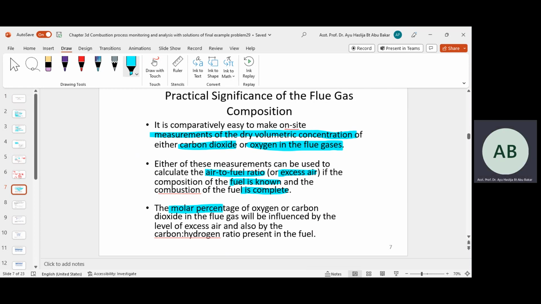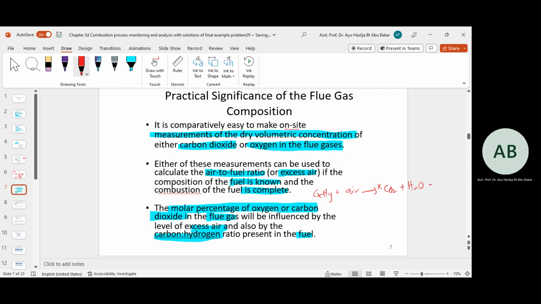Okay, the molar percentage of oxygen or carbon dioxide in the flue gas is influenced by the level of excess air and also by the C/H ratio in the fuel. Basically, as we all know from the combustion equation, the CO2 and the O2 are influenced by the fuel. We know the fuel CxHy plus air gives x CO2 plus H2O, plus O2 if you have the excess air.